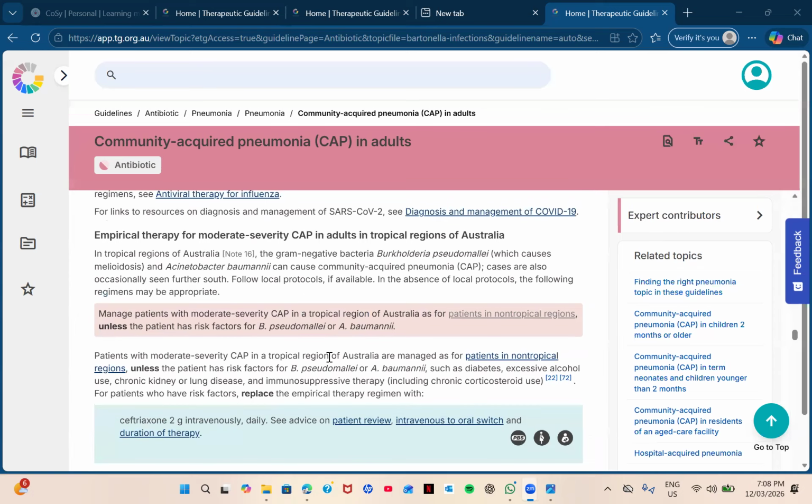Okay, and they have something else mentioned here. Empirical therapy for moderate severity community-acquired pneumonia in tropical regions of Australia. Why is there another? Why is the treatment changed in the tropical area of Australia? Why? In tropical areas.